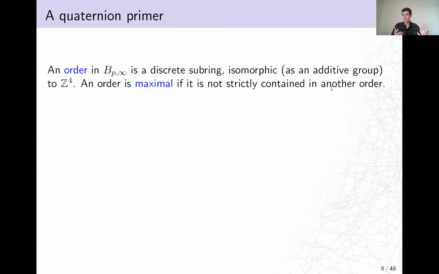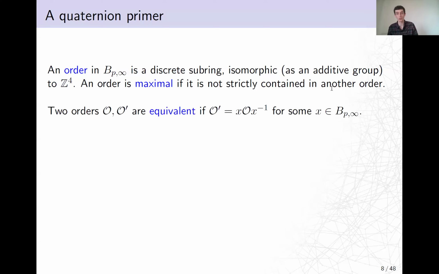Now, I've described the vector space structure and the norm structure on this vector space, but what we really care about are lattices inside this vector space, and specifically lattices that are closed under multiplication. So an order in B_{p,∞} is a rank 4 lattice inside this four-dimensional vector space that is a ring. So it contains 1 and is closed under multiplication. We say an order is maximal if there is no larger order containing it.